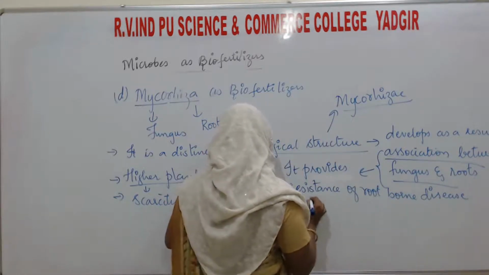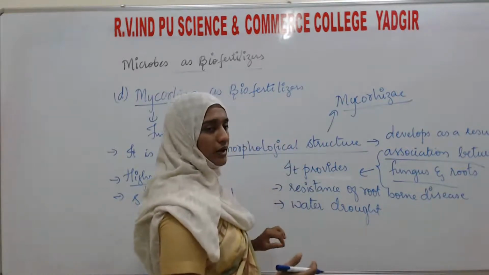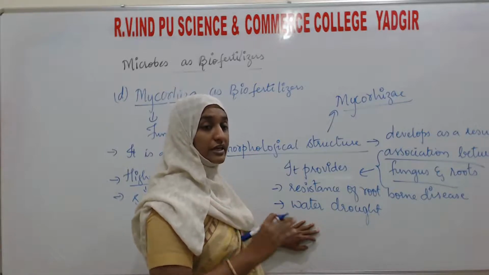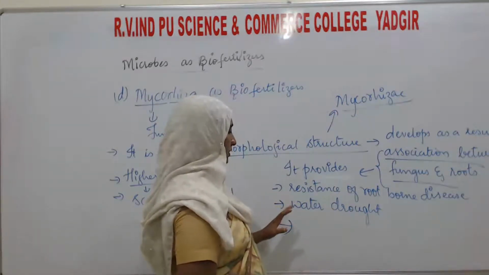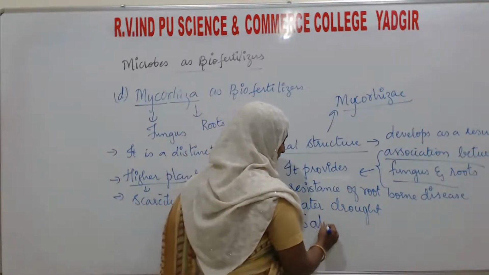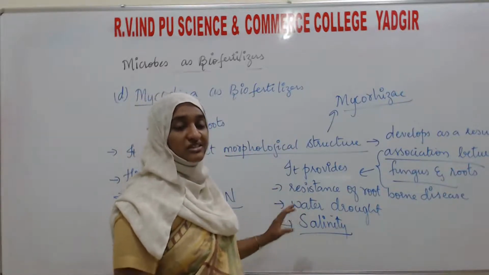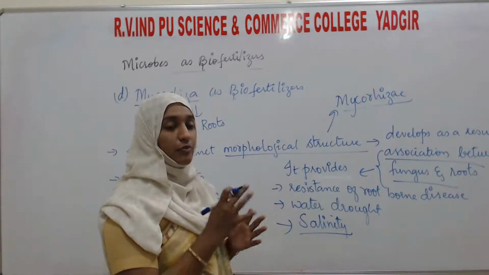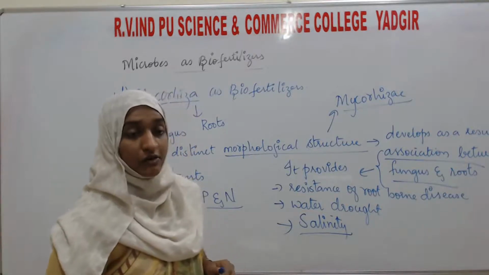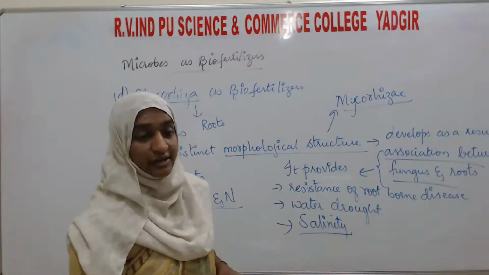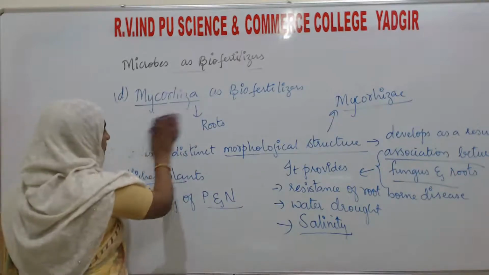Then water drought: if there is a scarcity of water, that is also recovered by this structure. Then resistance to root-borne disease, water drought, then salinity. In a higher salt concentration also, these structures can grow and protect the roots. Mycorrhizae are of two types: ectomycorrhizae and endomycorrhizae. Let's see about these two types.